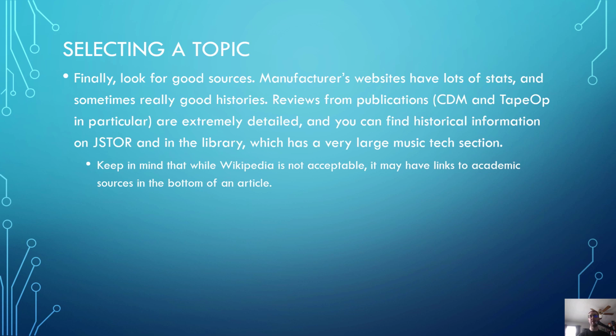And you can find a lot of historical information on JSTOR and surprisingly in Oakland's library, which has a very, very large and surprisingly detailed music tech section. And keep in mind that while Wikipedia is forbidden as a source, it may have links to academic sources at the bottom of an article, which will hopefully take you directly to the JSTOR article that they're citing.